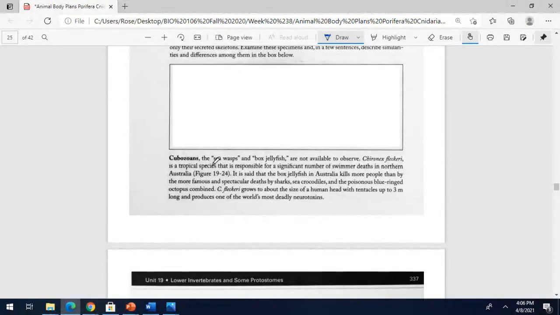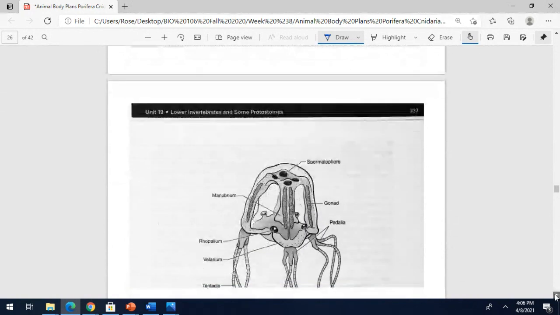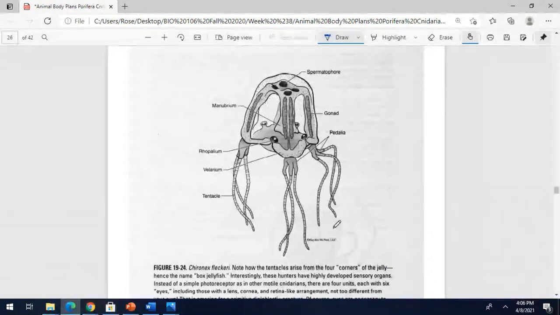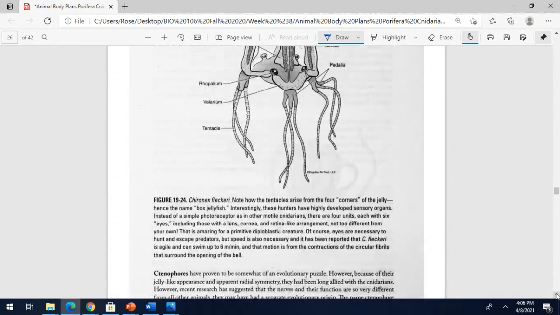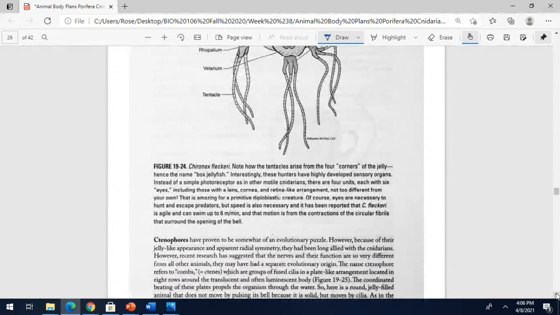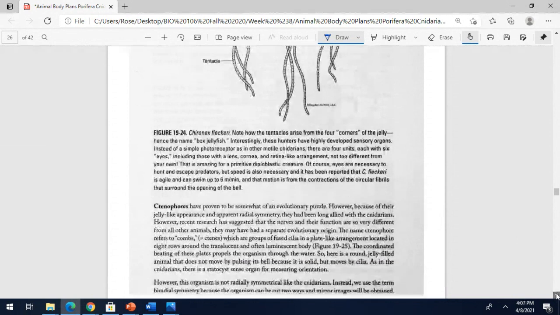All right, Cubozoa: we talked about the sea wasp and box jellyfish. Our example is Chironex fleckeri, but since we are not doing the class, I don't think you are expected to know that. And this is another schematic here, the spermatophore and all that stuff. So read up on this. And of course, the box jellyfish are very deadly. For example, in Australia, there have been a lot of deaths resulting from them.